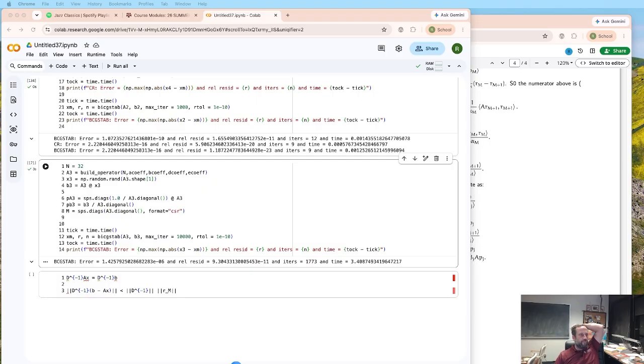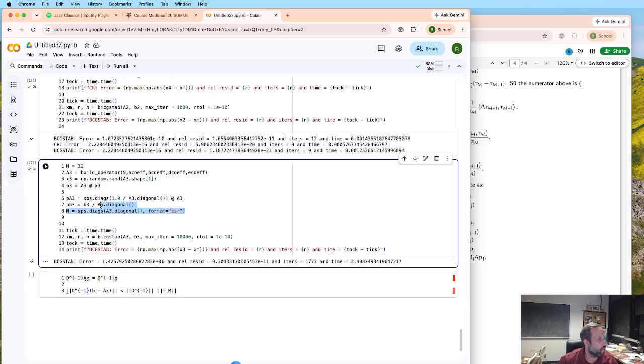Actually, maybe before we do that, I want to do one more. I'm going to look at one more preconditioner. So I want to look at sps.tril. I'm going to get the lower triangular part of A.